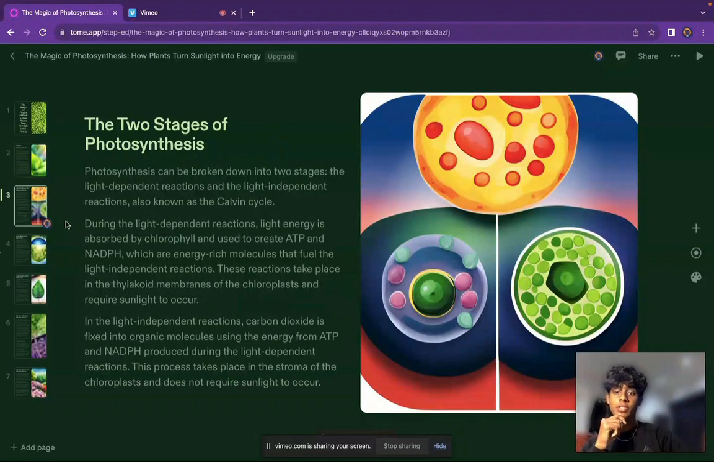The two stages of photosynthesis. The light-dependent reactions and the light-independent reactions, also known as the Calvin cycle. During the light-dependent reactions, light energy is absorbed by chlorophyll and used to create ATP and NADPH, which are energy-rich molecules that fuel the light-independent reactions.